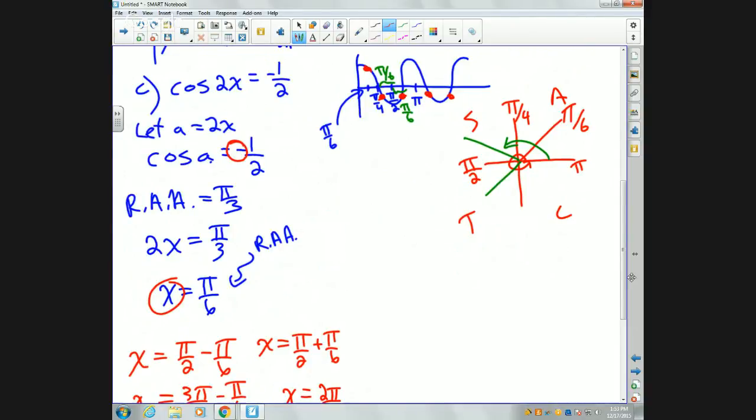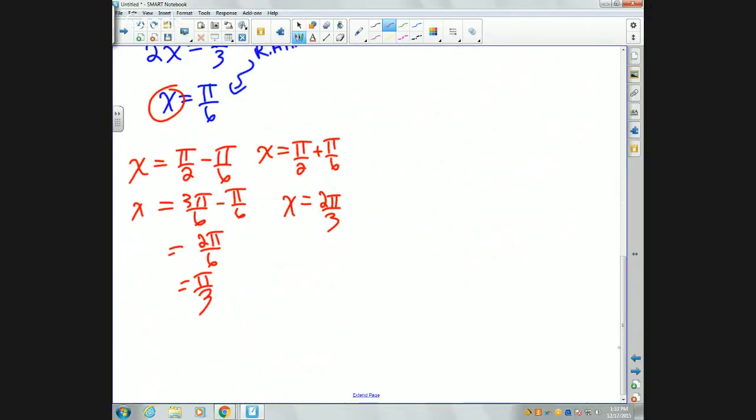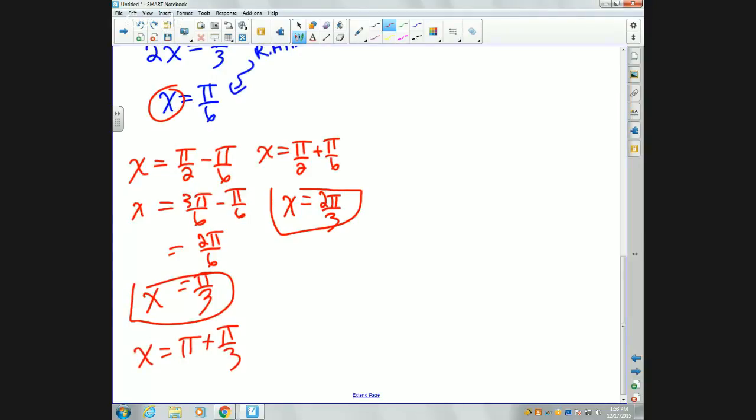We have to add the period because the process just repeats after the period. So here's one solution. Here's 2 solutions. The other ones happen at pi plus pi over 3. I'll let you figure that out. And x is equal to pi plus 2 pi over 3.